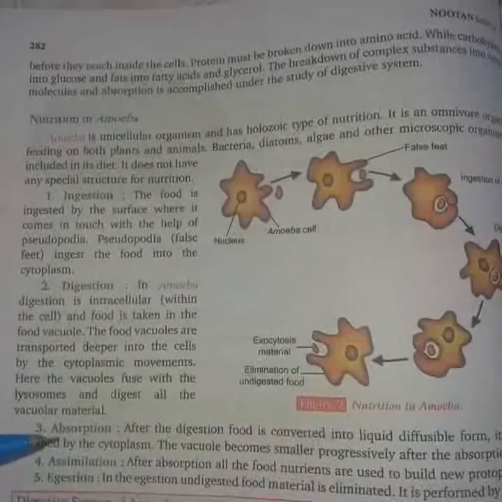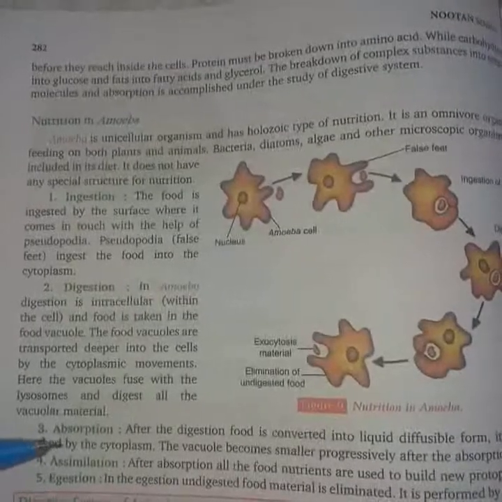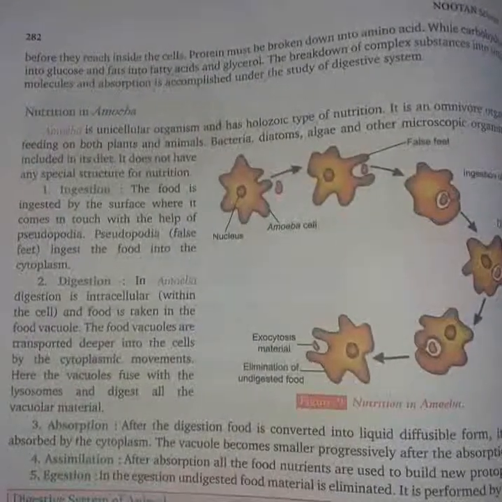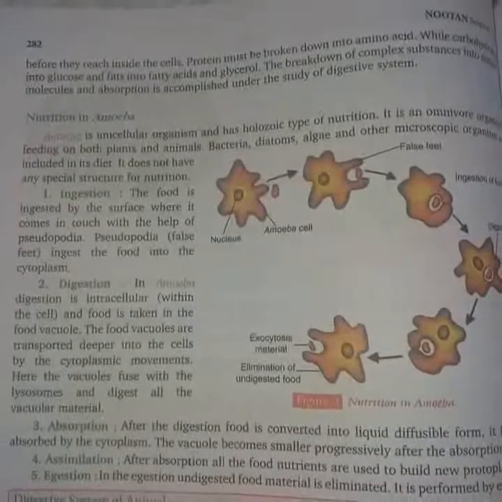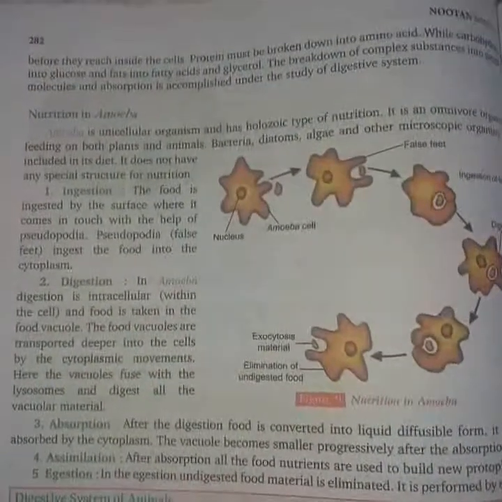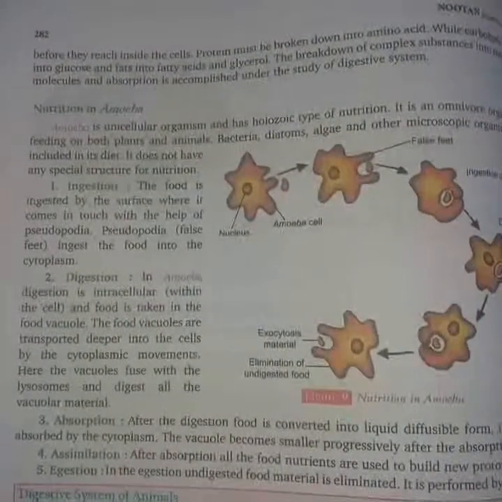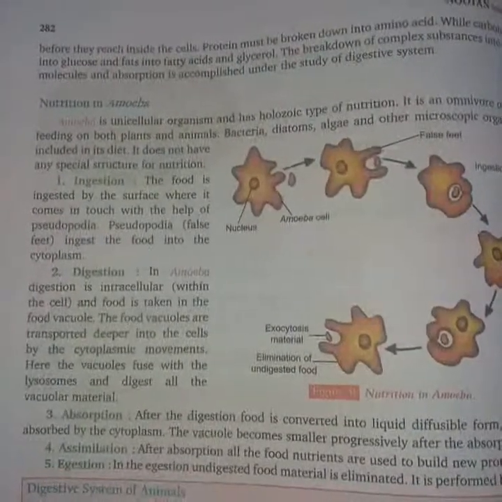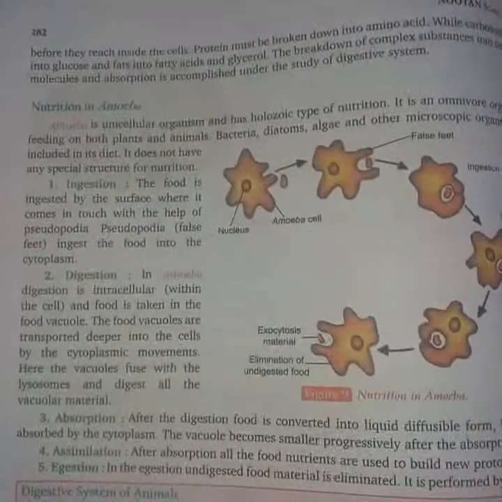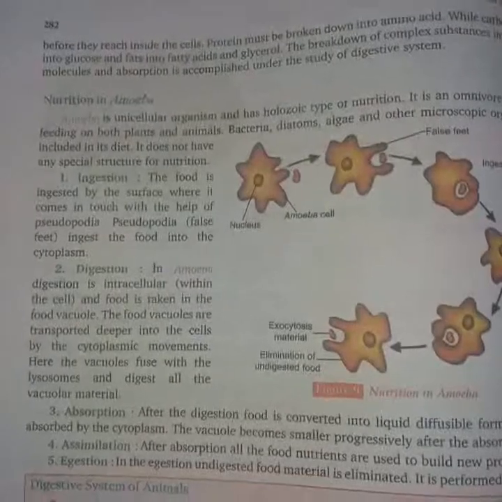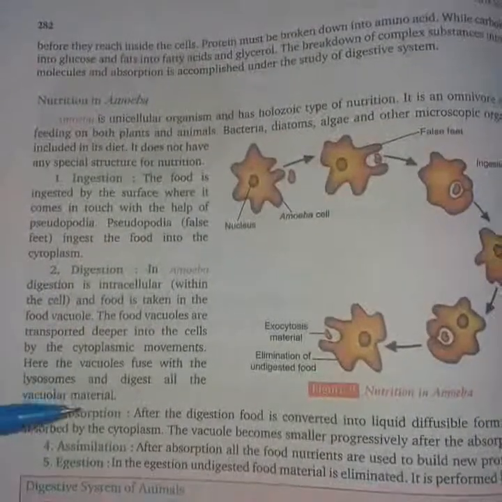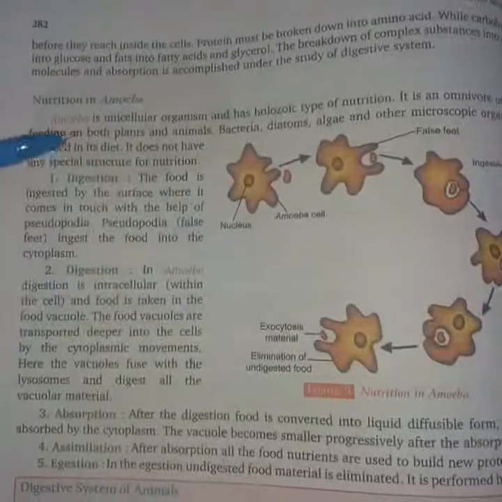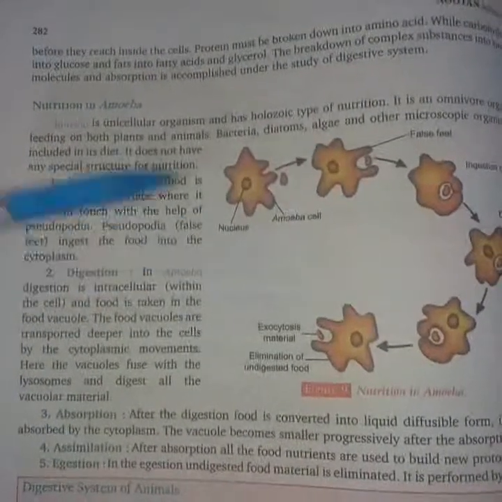After digestion, food is converted into liquid diffusible form, and it is absorbed by the cytoplasm of amoeba. Assimilation is when, after absorption of all the food materials, they build new protoplasm or support new activities. And egestion is when undigested waste food materials are eliminated from the body. So these are the meanings of these words. In this diagram, we show all the processes used by amoeba.